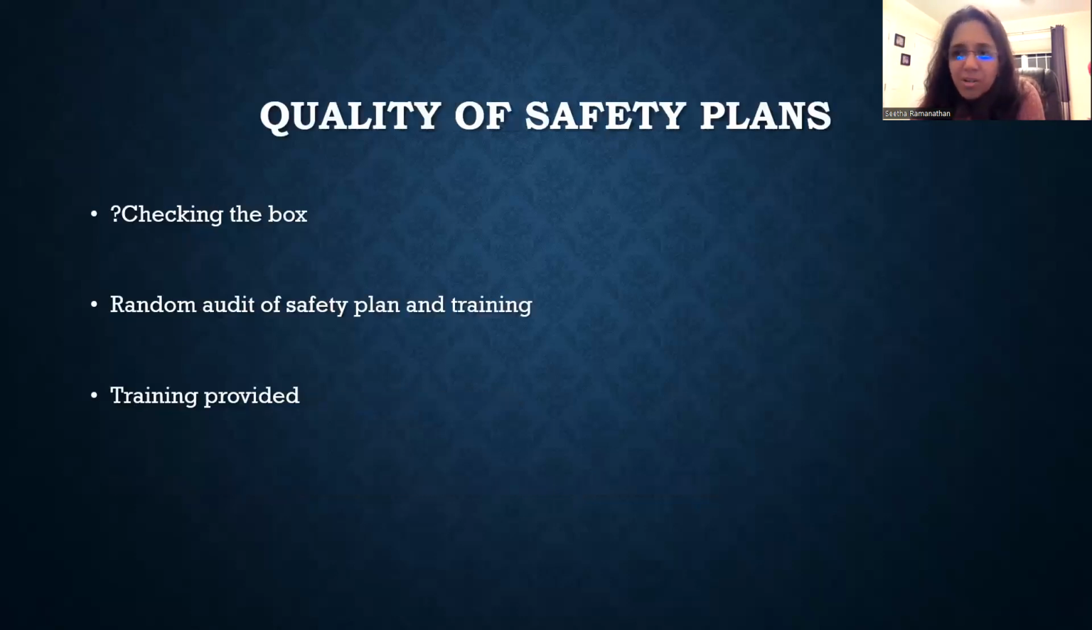Now, I did mention quality of safety plans. One of the questions that came up was like, great, Epic is helping you do the safety plan, but are you really doing a safety plan? Are you just checking the box? So we did a random audit of safety plans, and we found that we were good 80% of the time, but we still wanted to increase it 20%, and we provided training to the individual folks. So that was done over pizza. It was a pizza training session.